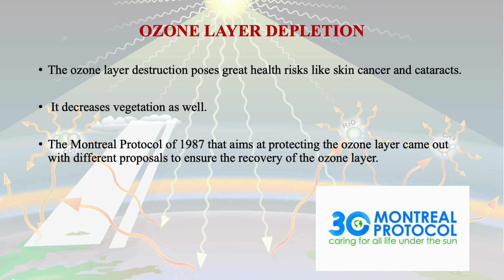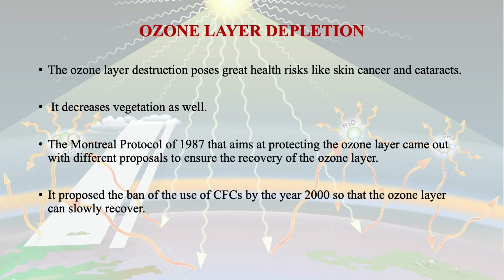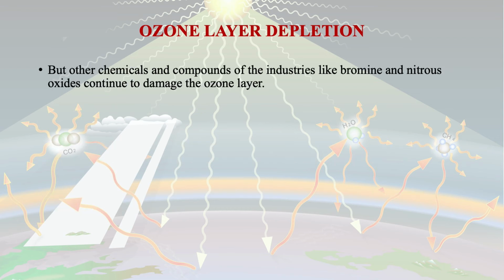Now let us see the efforts taken at the international level to address climate change. The Montreal Protocol of 1987, which aims at protecting the ozone layer, came out with different proposals to ensure the recovery of the ozone layer. It proposed the ban of the use of chlorofluorocarbons by the year 2000 so that the ozone layer can slowly recover. But other chemicals and compounds from industries, like bromine and nitrous oxide, continue to damage the ozone layer.